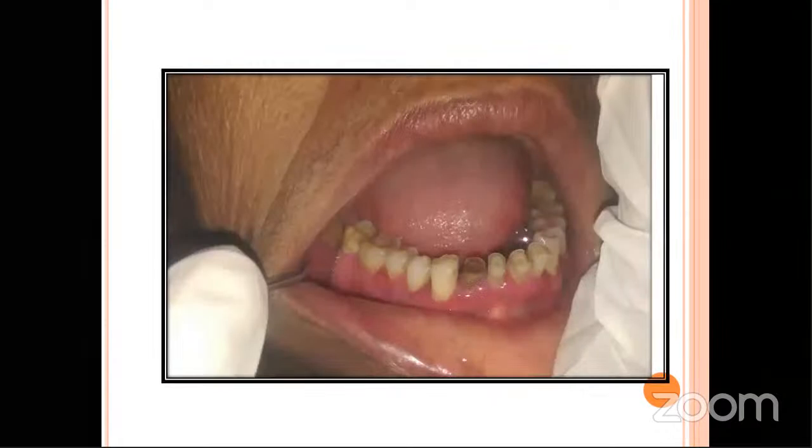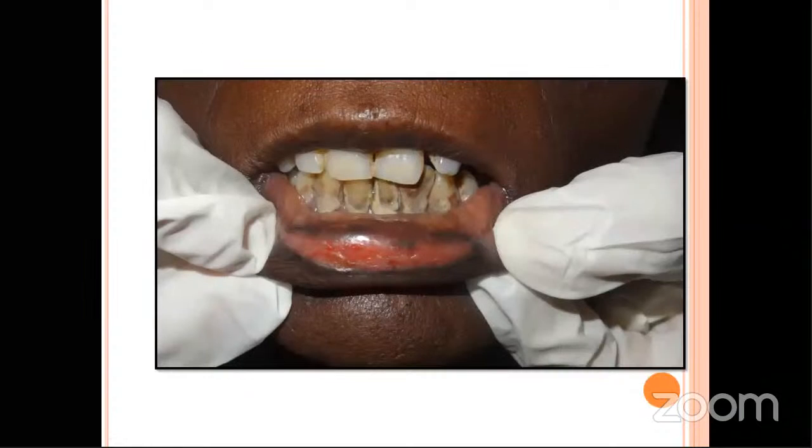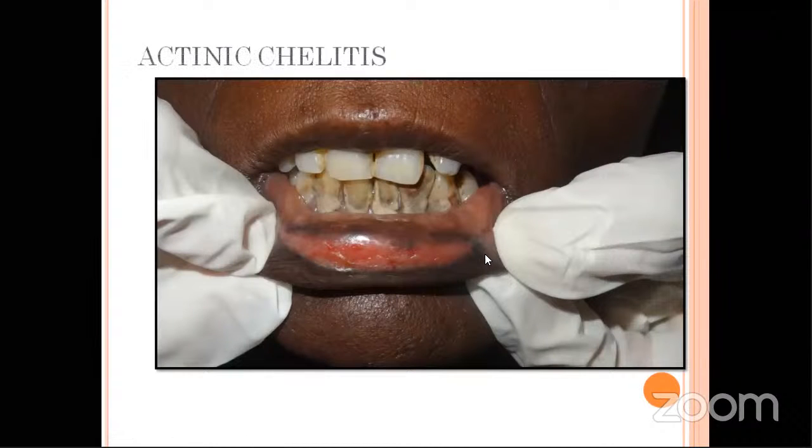Okay, and here is a picture of an elderly female patient with blister and ulcer. Though it is not very clear, in the elderly, blister and ulcer is diagnosed as mucous membrane pemphigoid. And here is a female patient with lesions on the lip, who is a daily wage worker, and most likely the diagnosis is actinic cheilitis.